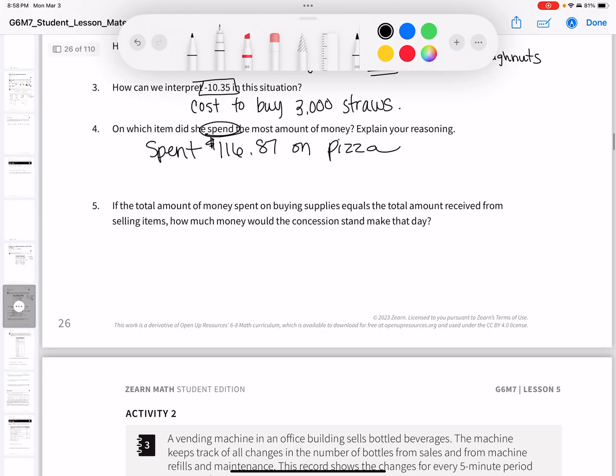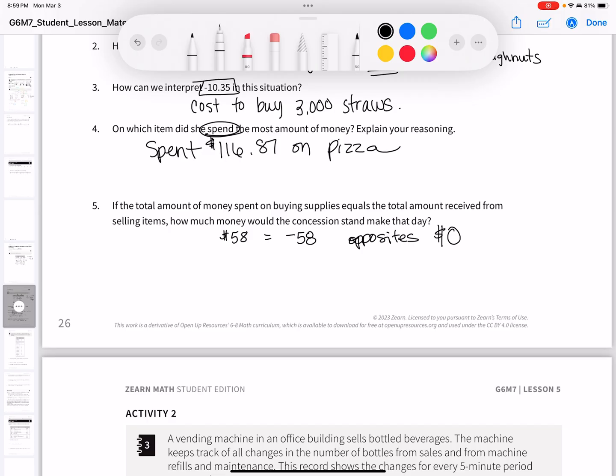If the total amount of money spent on buying supplies equals the total amount received from selling items, how much money would the concession stand make that day? Well, if she sold $58 worth of stuff and she had to buy $58 worth of things, those are what we call opposites, and they cancel each other out. So that would mean she earned $0 for the day. Right? Because she spent as much as she brought in. She brought in as much as she spent.